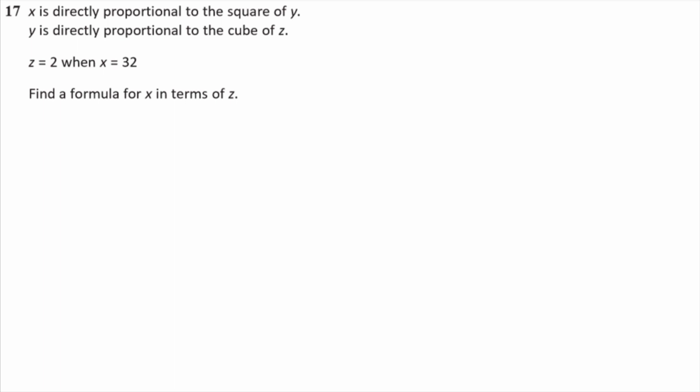So let's start at the top. X is directly proportional to the square of y. So I can write that down mathematically as x is proportional to the square of y. So x is proportional to y squared. I can then replace that proportional symbol with equals k. So I get x equals k lots of y squared. Okay, does that help me? No, not yet.